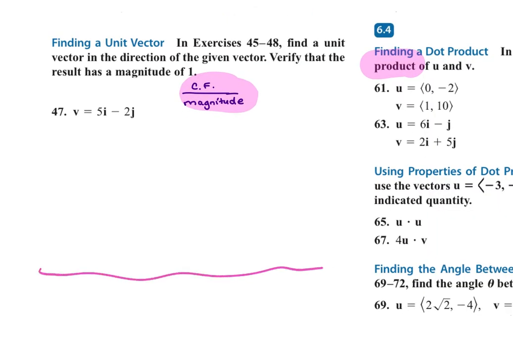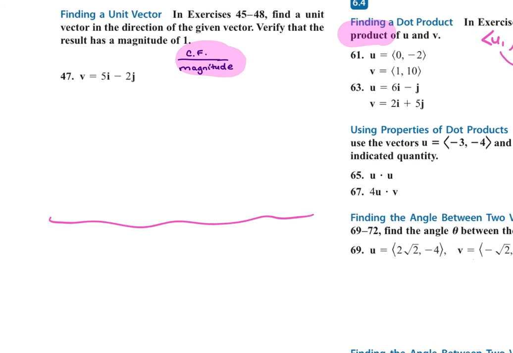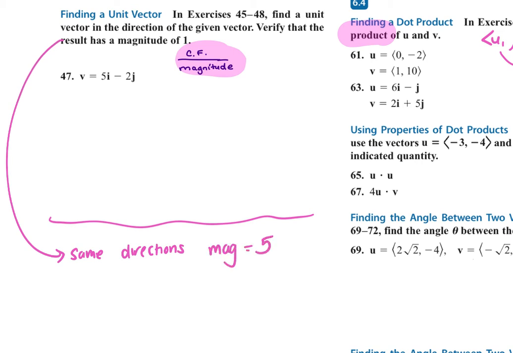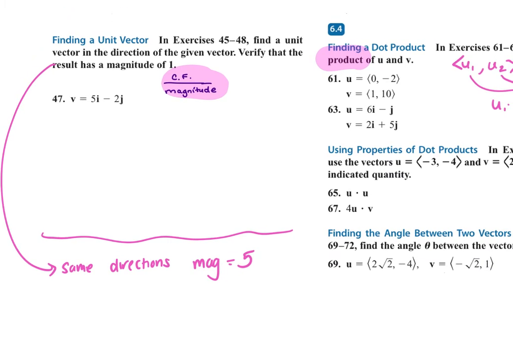Under 47, I want you to add, same set of directions, but if the magnitude, let's say, is 5 at the end. So the way that it is for 47, you're finding your unit vector. And unit vector means that it's a vector in the same direction, but it has a magnitude of 1. If it said it has a magnitude of 5, then you're going to do what you do for 47, but then you're going to multiply it by 5 at the end.